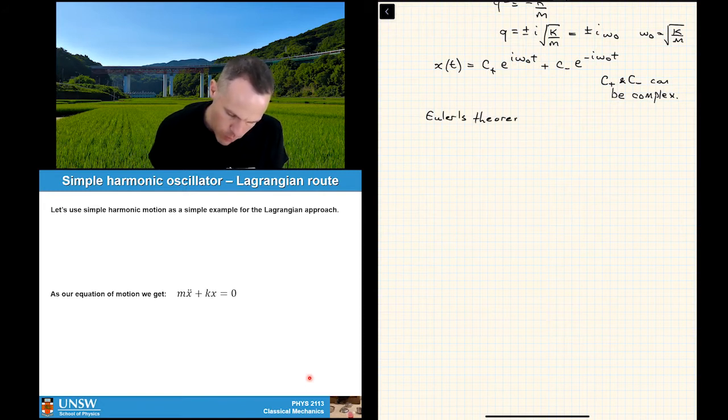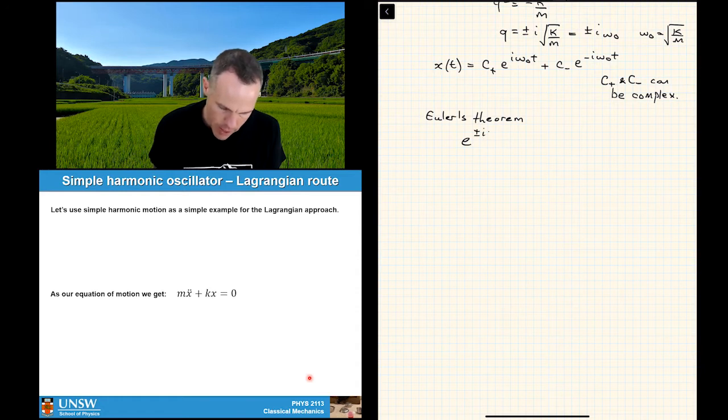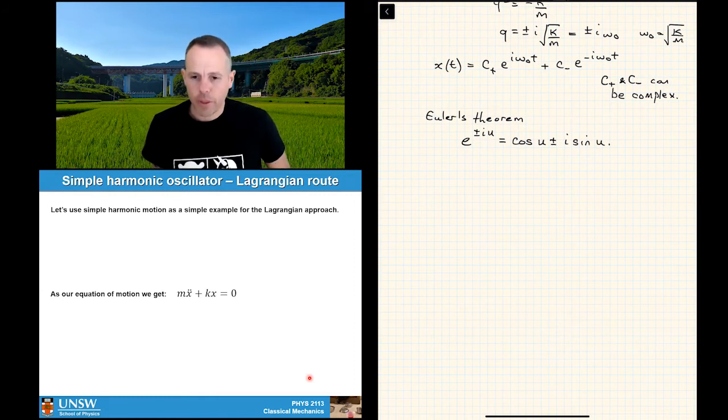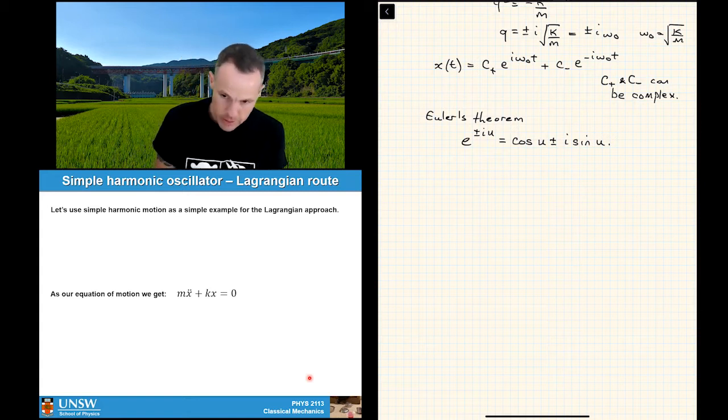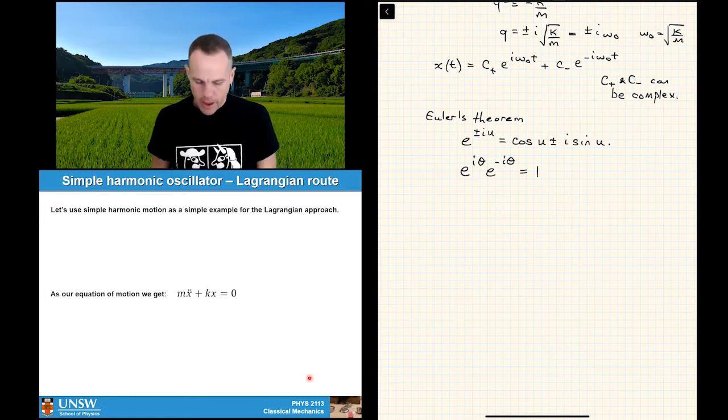You will have all proven this in your first year complex maths courses. Basically you can write something that looks like this: e to the plus or minus i u equals cos u plus or minus i sine u, like so. I never bother remembering this, and I'll tell you why. I remember something associated to it that's actually kind of useful. I tend to remember this thing: e to the i theta times e to the minus i theta equals 1.